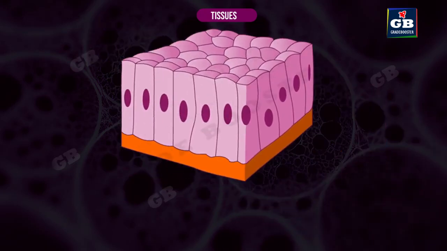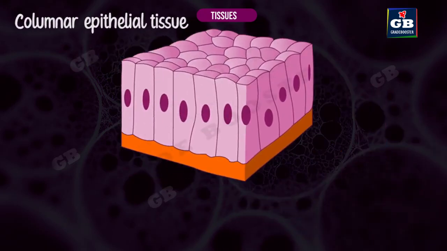The next one is columnar epithelium. Columnar means pillar-like. These cells look like pillars, so this tissue is called columnar epithelial tissue.